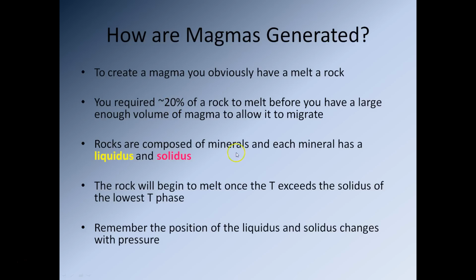Rocks are composed of minerals, and of course each mineral has its own liquidus and solidus temperature. So the rock will begin to melt once the temperature exceeds the solidus of the lowest temperature mineral.